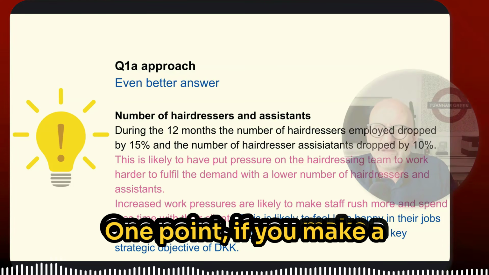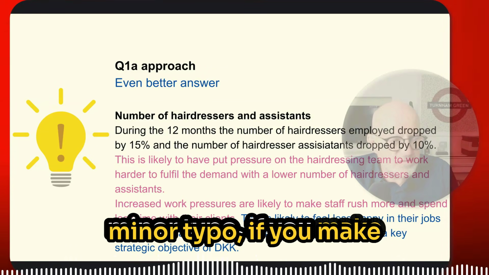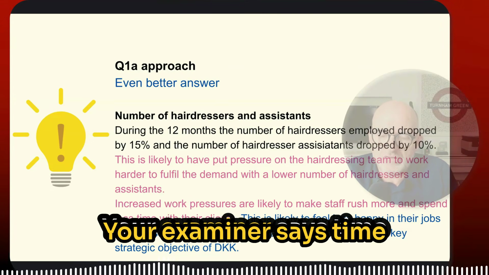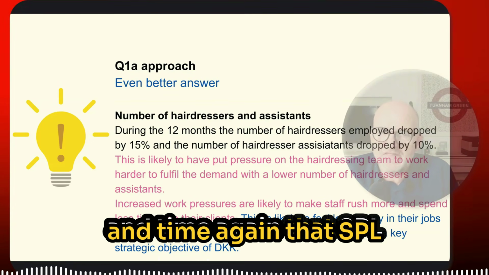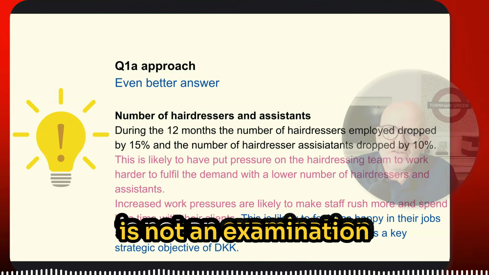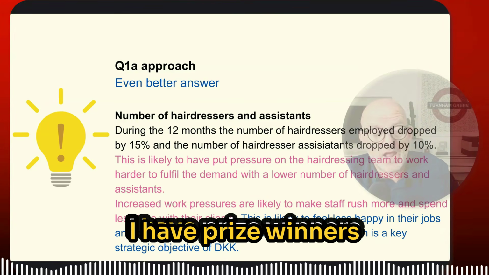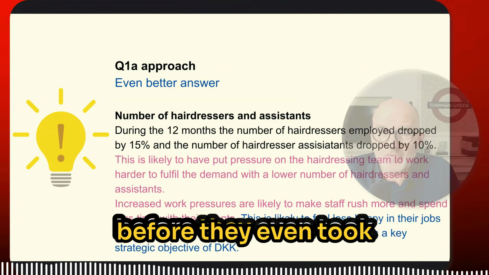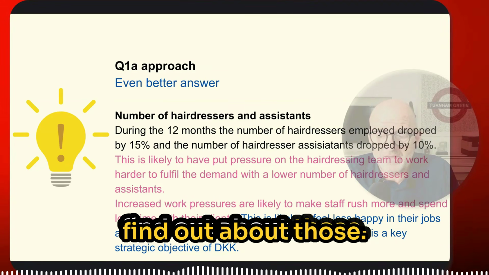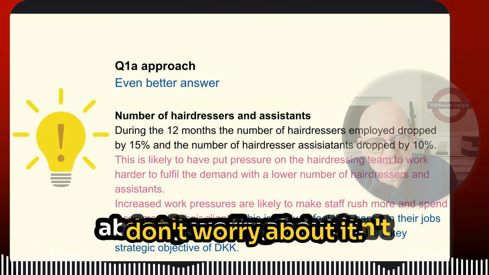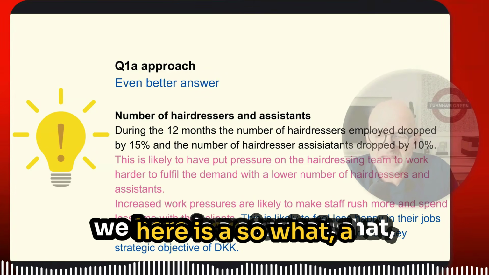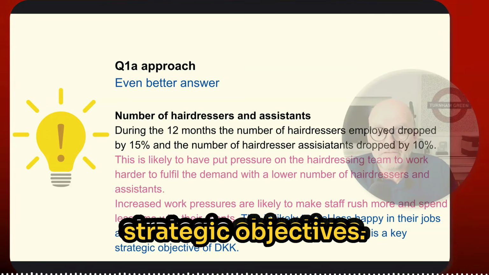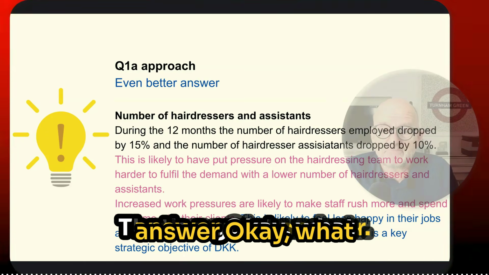One point: if you make a minor typo, if you make a spelling error, you will not get marks deducted. Your examiner says time and time again that SBL is not an examination of English eloquence. I have prize winners who didn't speak English 4 or 5 years before they even took the exam, and you can find out about those. So if you're a bit worried about your English, don't worry about it. But what we have here is a so what, a why, and a link to the strategic objectives. Do that. That's a great answer.